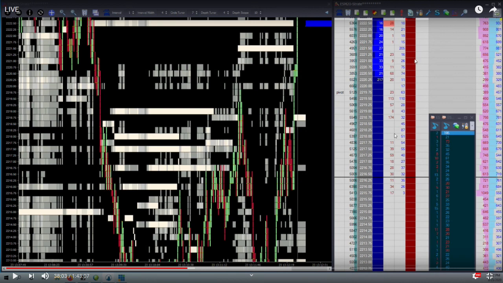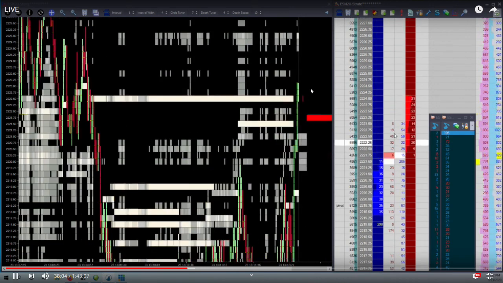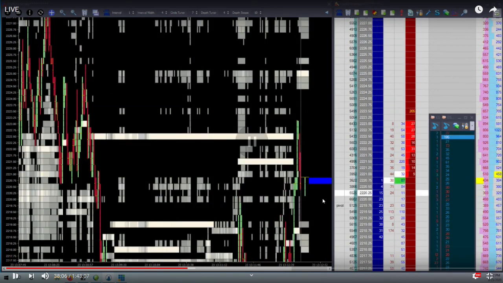See how it, and when you have that number there, when you have large size there, it tends to blast through. Not always, but sometimes it does. And I got out somewhere in there.